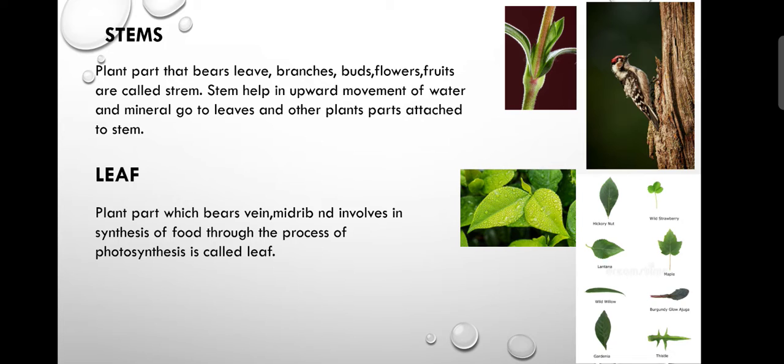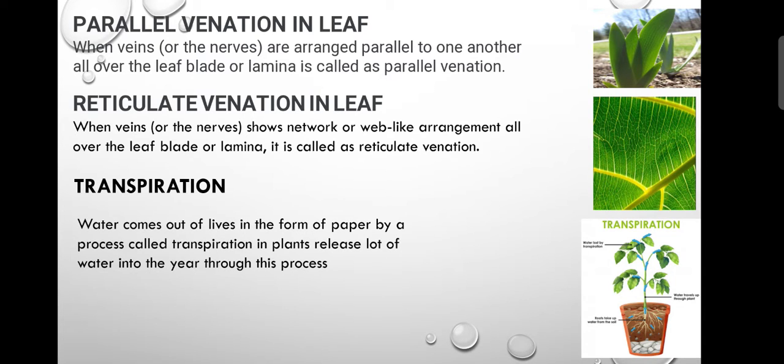Then next is leaf. The plant part which bears veins, midrib and is involved in synthesis of food through the process of photosynthesis is called leaf. Parallel venation in leaf: when veins or nerves are arranged parallel to one another all over the leaf blade or lamina, it is called parallel venation. It is characteristic of monocots.